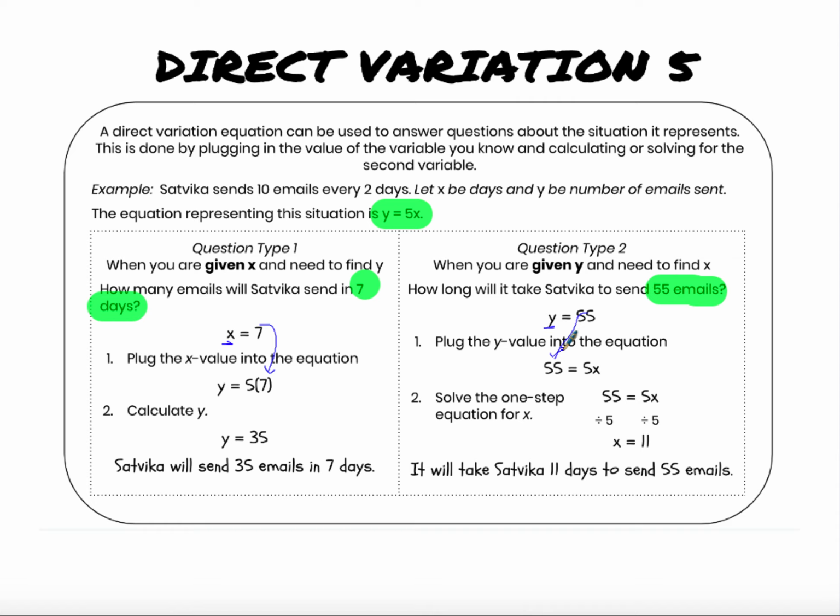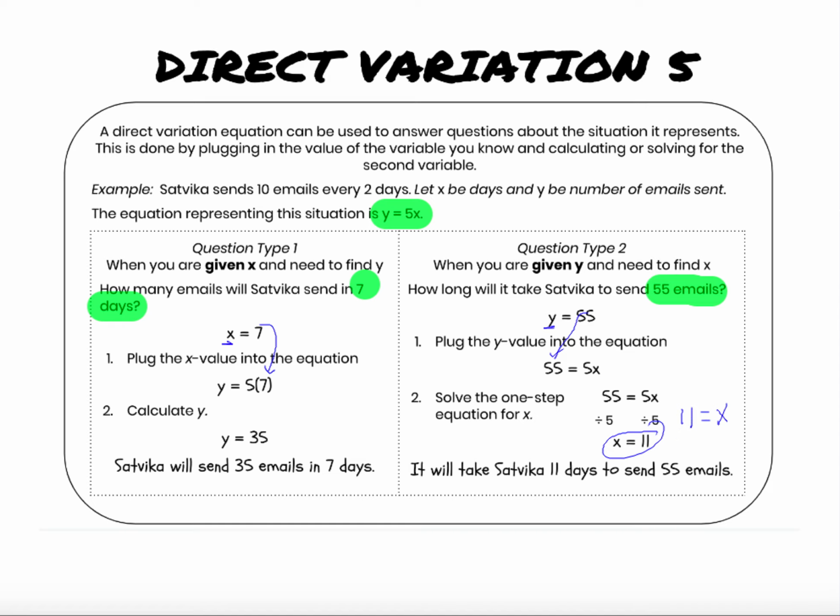55 divided by 5 is, I did what Ms. Courtney says I'm not allowed to do. I'm okay with this, but let's do what Ms. Courtney says. So 55 divided by 5 is 11, and then 5x divided by 5 just gives me x. And then I skipped that step and just went ahead and wrote x equals 11. What this tells me is that it takes Satvika 11 days to send 55 emails.